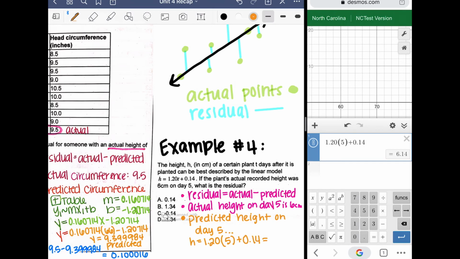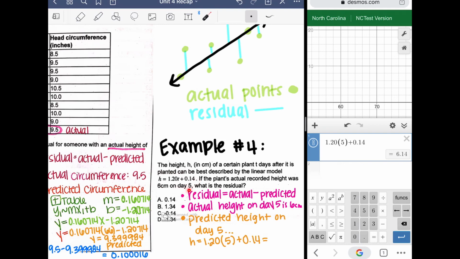Now let's look at an example that is a little bit different. The height h in centimeters of a certain plant t days after it is planted can be described by this linear model. If the plant's actual height was 6 centimeters on day 5, what is the residual? So we know that the residual is the actual minus the predicted, and we know that the actual height on day 5 is 6 centimeters. So we want to know what is the predicted height on day 5 and subtract the actual height minus the predicted height. So to find the predicted height, we're going to substitute in day 5 into the equation that was given to us. So we don't have to find the line of best fit, that was already given to us.